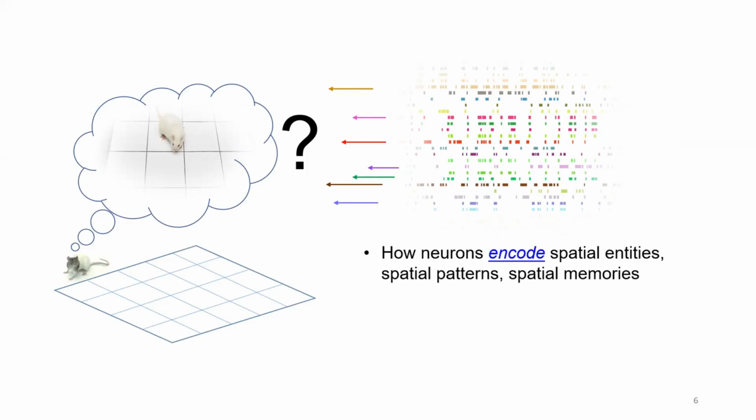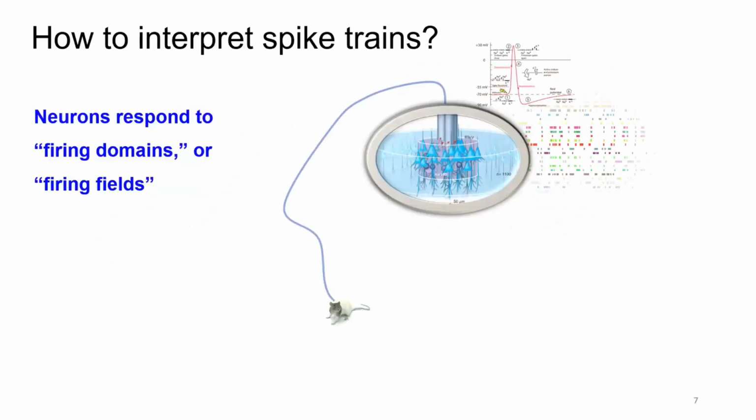So we prefer to ask our questions somewhat differently, in a conceptually simplified manner that is easier to address experimentally. We basically ask how neurons respond to spatial entities. And later I'll talk about how these two ways of addressing the question are actually different, and the difference is important. But the second way of asking the question has turned into a key idea that underlies essentially the entire field. We believe that neurons respond to these firing domains, firing fields.